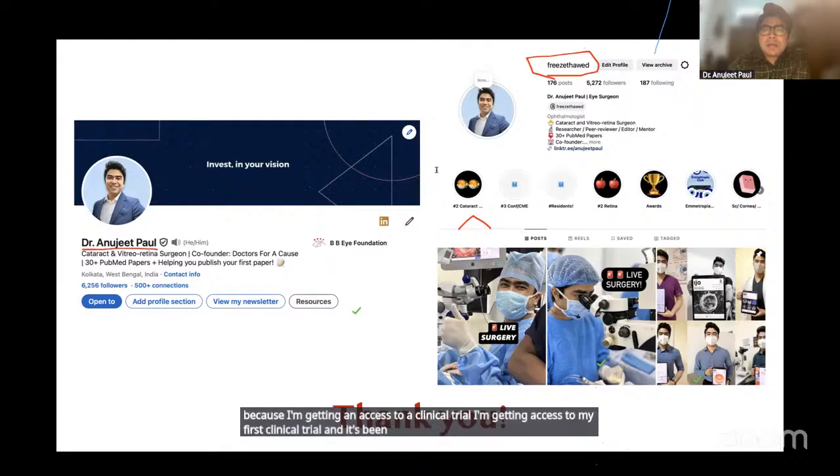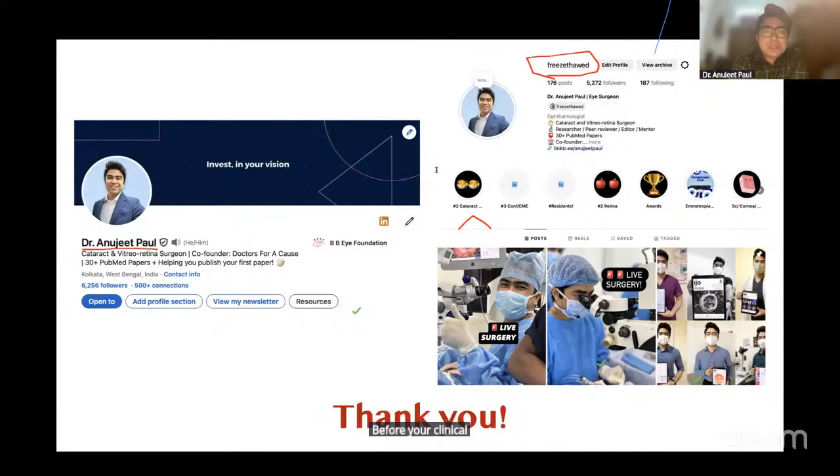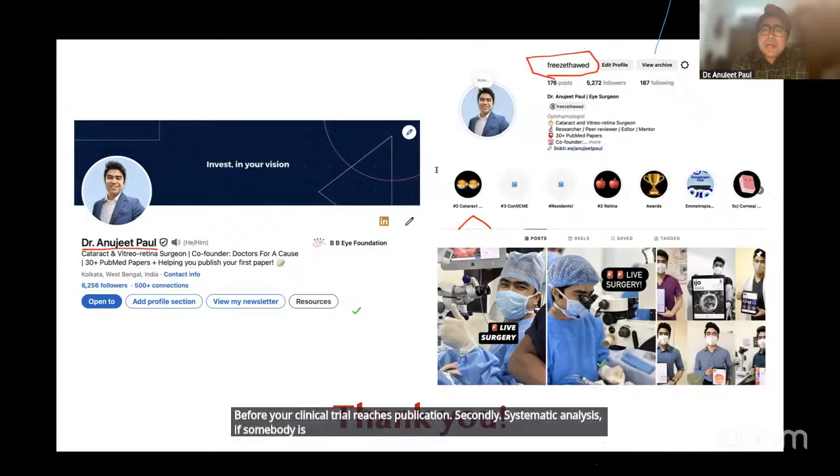So I don't think clinical trials fall under this, because it's very extensive, and clinical trials usually take years and years to get submitted. So by that time, you might become an MBBS doctor before your clinical trial reaches publication. Secondly, systematic analysis: if somebody is doing a lot of research for you and letting you know what research needs to be done, then you may consider systematic analysis. But other than that, I've cited a lot of examples.